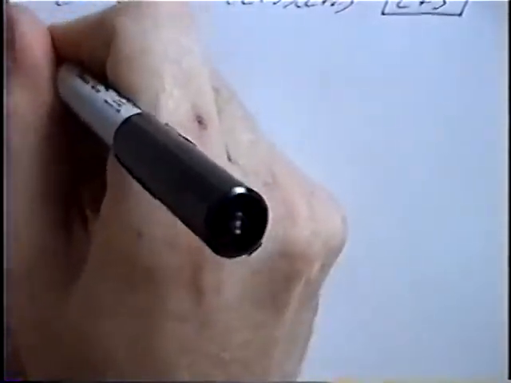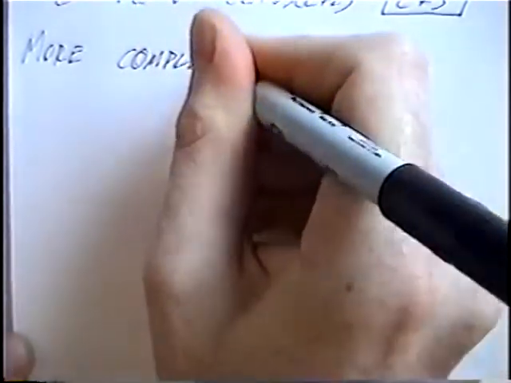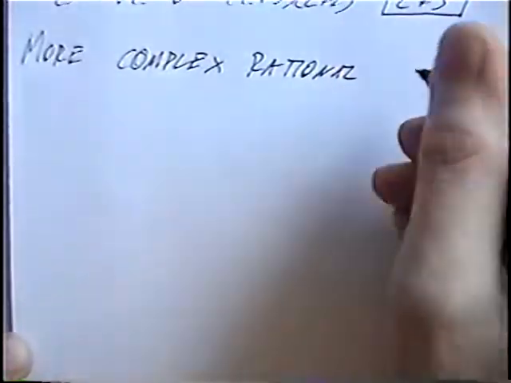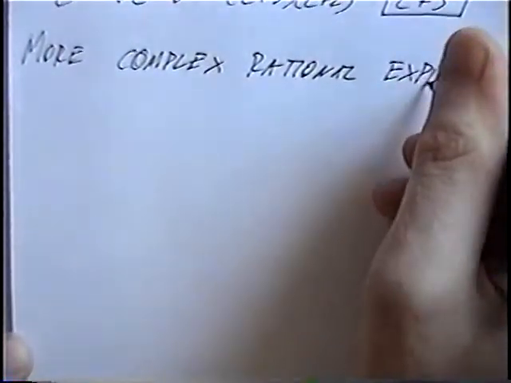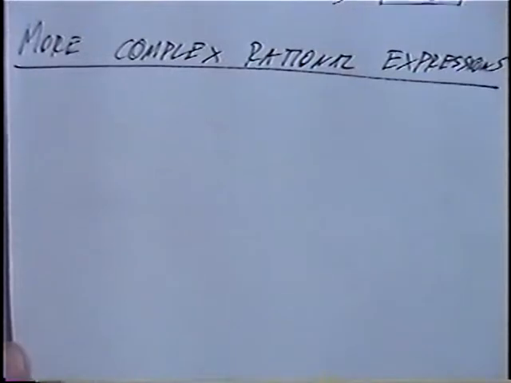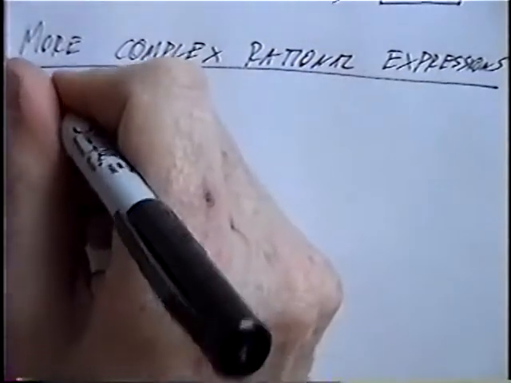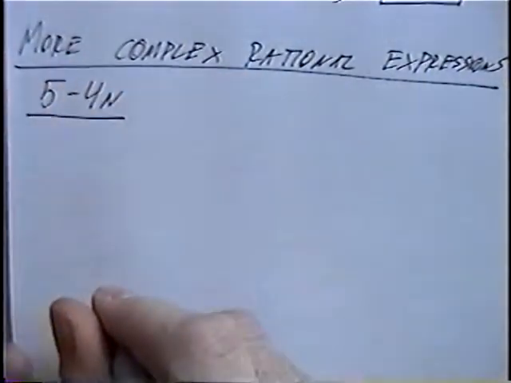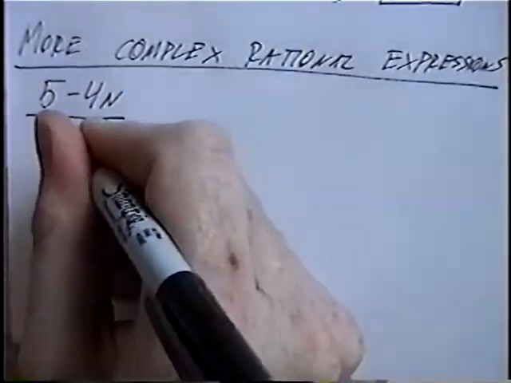The last section of notes today is titled More Complex Rational Expressions. The first question is 5 minus 4n divided by 4n minus 5.